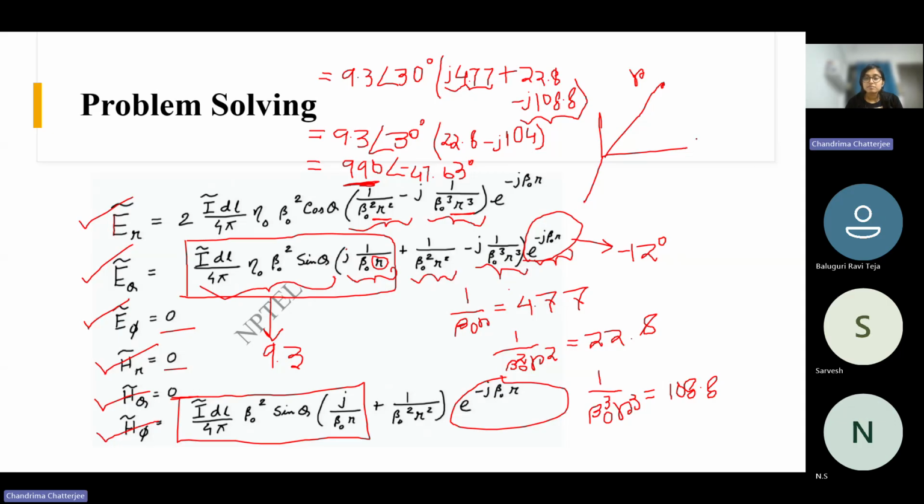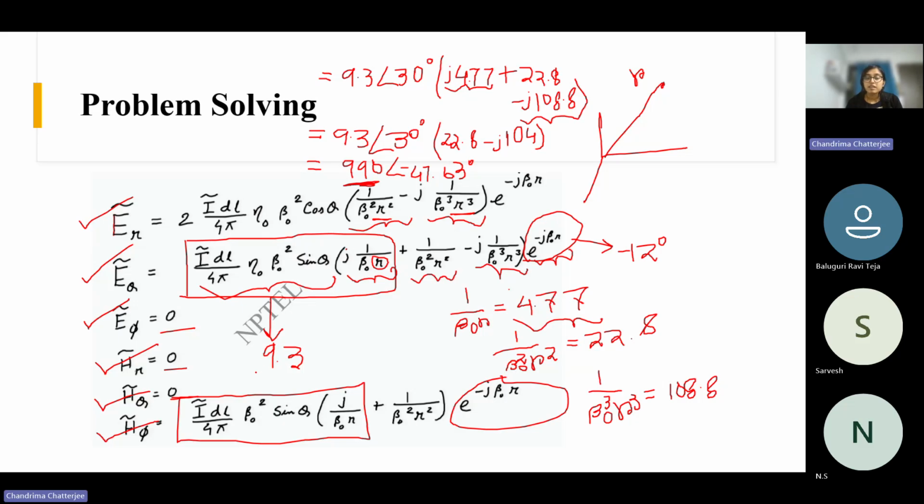Okay, so I just want to mention one thing. See, here in this problem we considered the total expression of E theta, not just the 1 by beta naught r part, not only this part, right? Now, if you just calculate this portion, this I dl by 4 pi eta naught beta naught square sine theta, this is common to all, but just the 1 by beta naught r part.